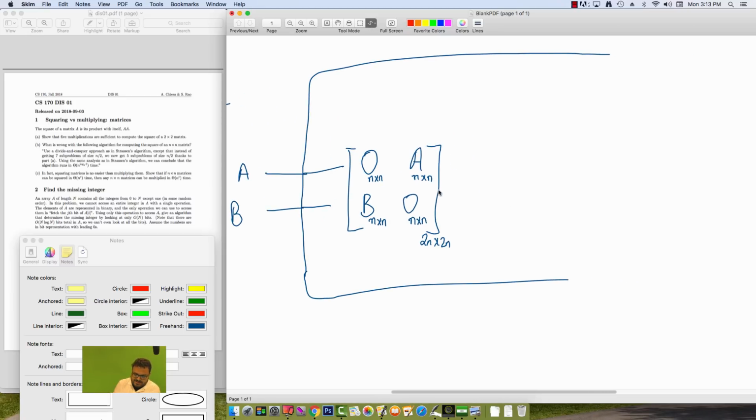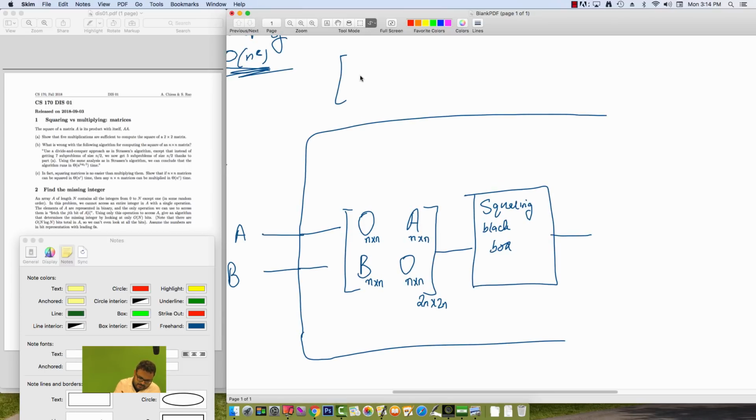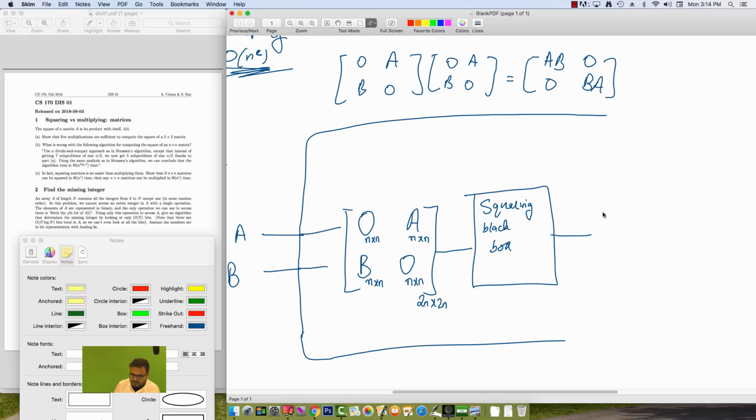Cool. Now let's go ahead and plug this single matrix into our squaring black box. If we do this, what will we get in the output? So let's compute what the output will be up here. [0, A; B, 0] times [0, A; B, 0] is going to be [AB, 0; 0, BA]. All right. So this thing is just going to output that.